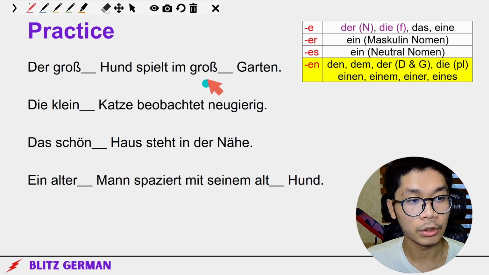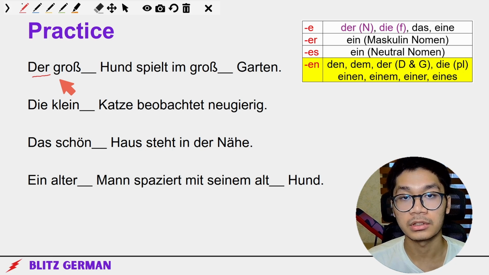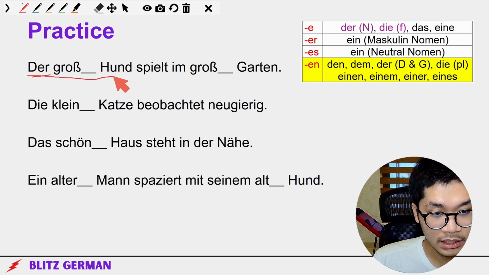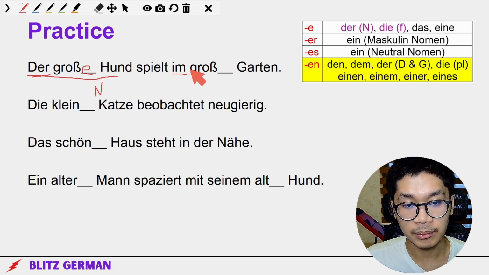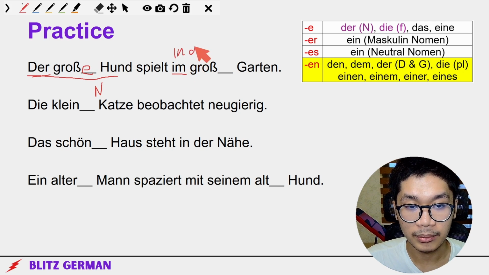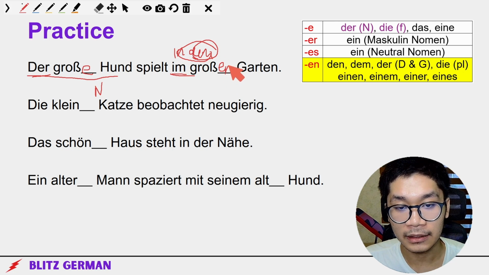Practice time. Look. So, der. Think of casus. If this is nominative, it's a. Now, this is im. Im is in them. If you shorten in them, it becomes im. So, them, am und an, always an.